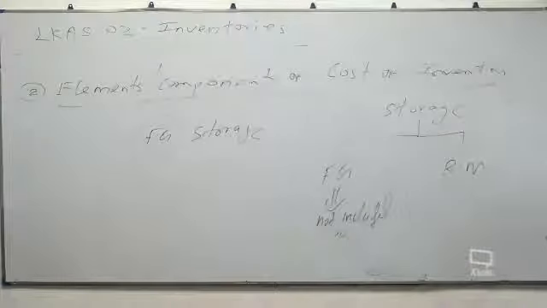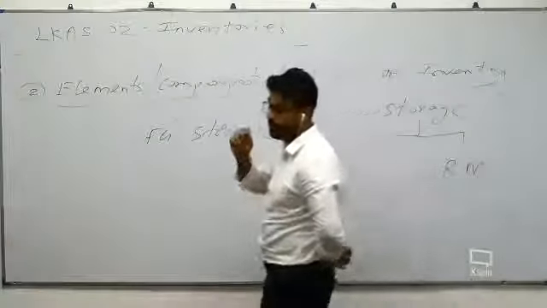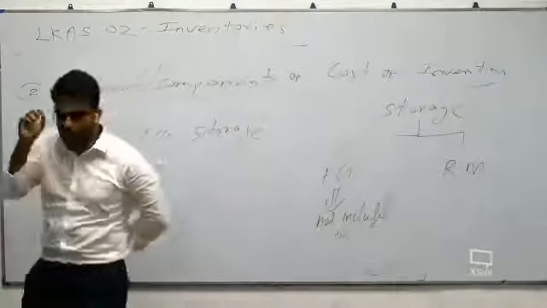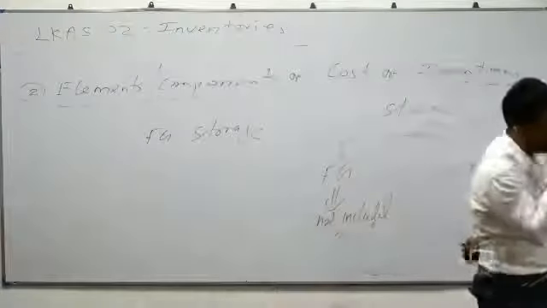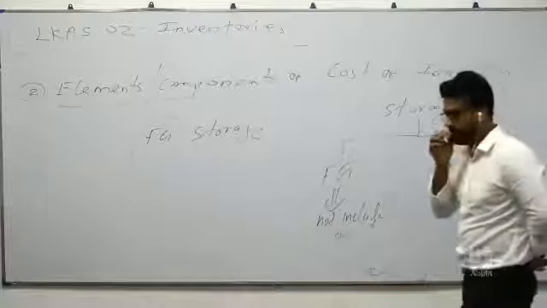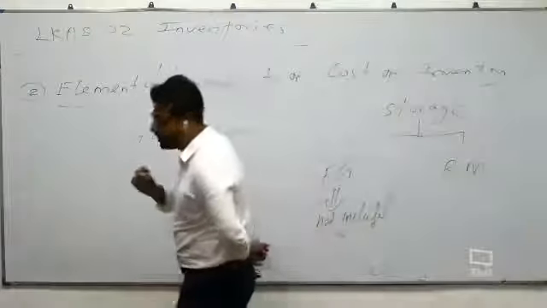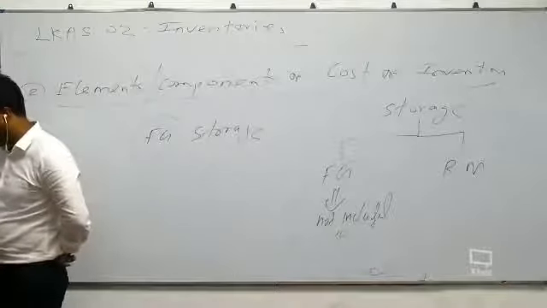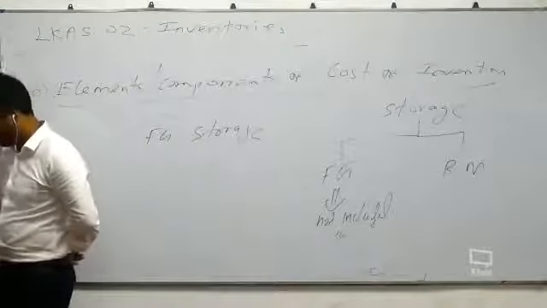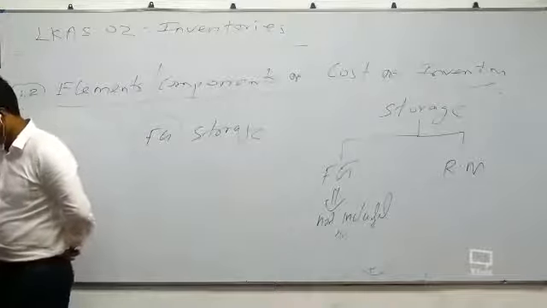After this point, what is the heading, guys? Number 3. I'm not going to give you all the points. Write down. What's the third point? Costs that are not included in the cost of inventory. Costs that are not included or not added in the cost of inventory.